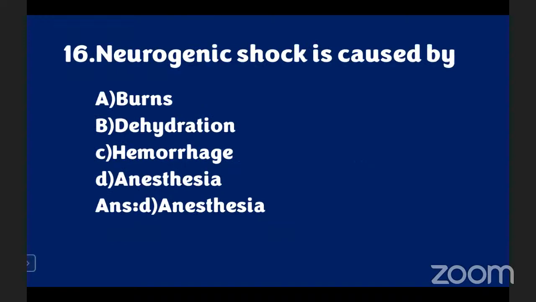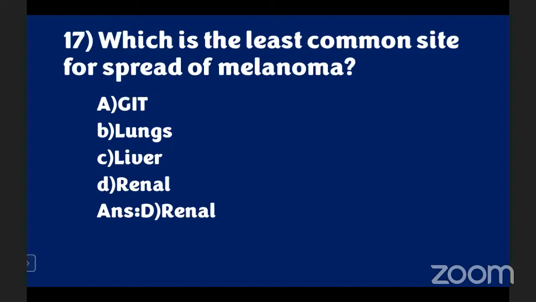Next one is neurogenic shock is caused by option A, burns. Option B, dehydration. Option C, hemorrhage. Option D, anesthesia. Answer is option D, anesthesia, in which neurogenic shock is caused by anesthesia.